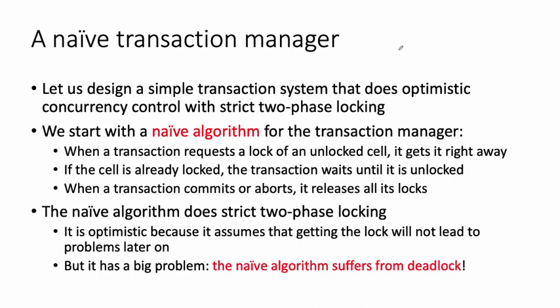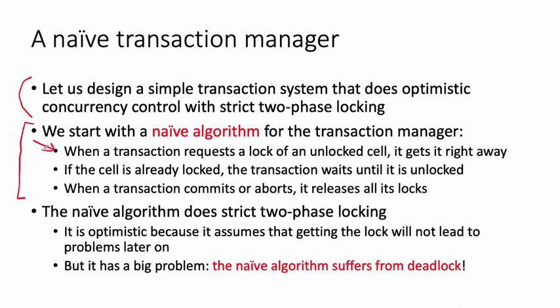So let me start with the simplest possible one, the naive one, and we'll see how it works. We're going to do a simple transaction system that does optimistic concurrency control, and it has strict two-phase locking. So here's the algorithm. It's very simple.